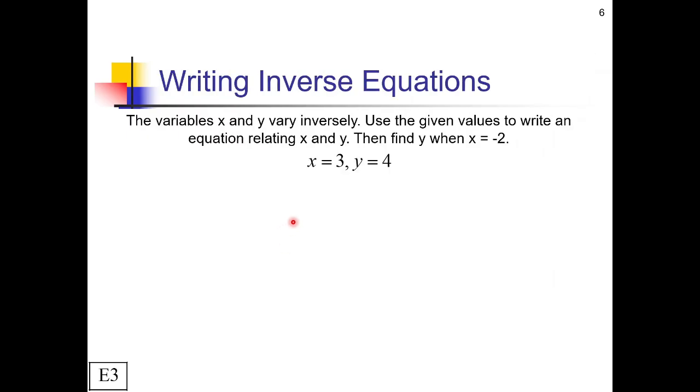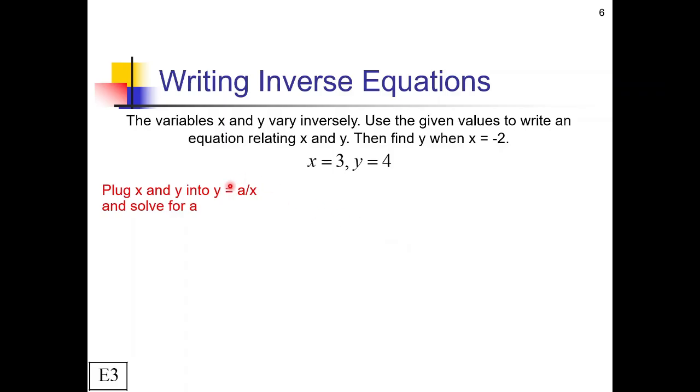On this next problem, they're telling us the variables x and y vary inversely. They want us to use these given values of 3 and 4 to write an equation relating x and y, and then find the y value when x equals -2. So the key here is to use that inverse variation form and basically plug your x and y into that y equals a over x form. That will allow you to solve for the a, and once you've got that, you can write this equation and use it to find whatever you want. So pause the video and see if you can execute that, and we'll bring it back in a moment.